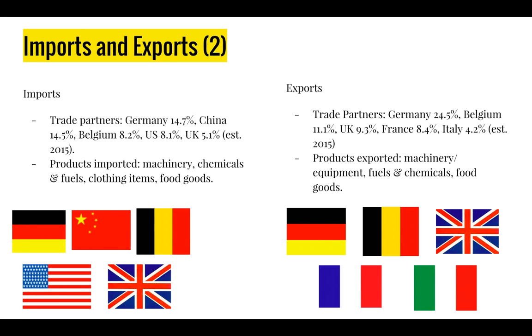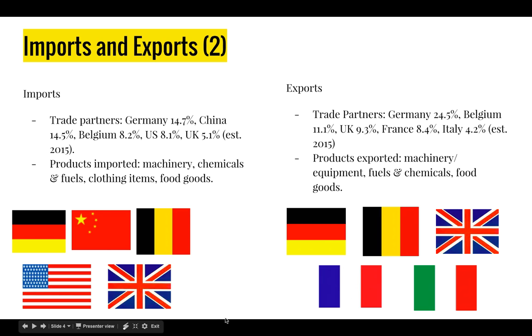Imports and exports. Imports are what a country buys from other countries for their goods and services. So our trade partners are Germany at 14.7%, China at 14.5%, Belgium at 8.2%, the US at 8.1%, and the UK at 5.1%. Products imported are machinery, chemicals and fuels, clothing items, and food goods. To the bottom are 5 flags of our 5 major trade partners for imports: Germany, China, Belgium, the US, and the UK.